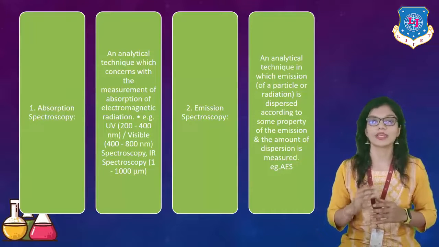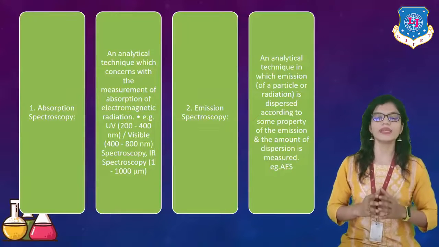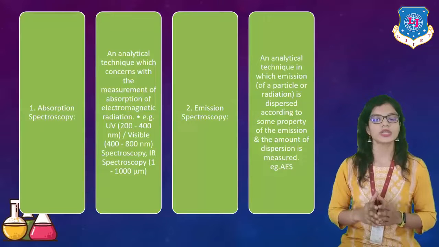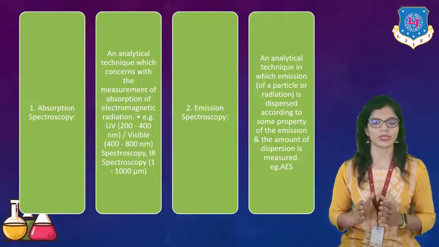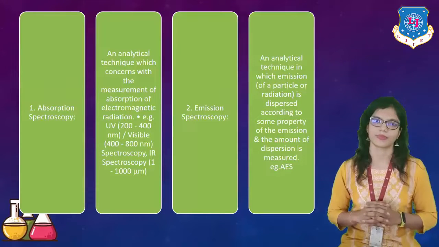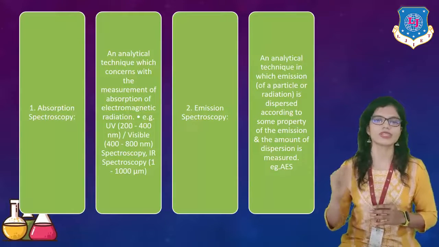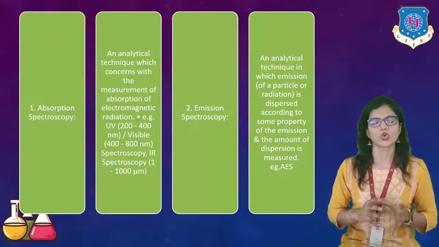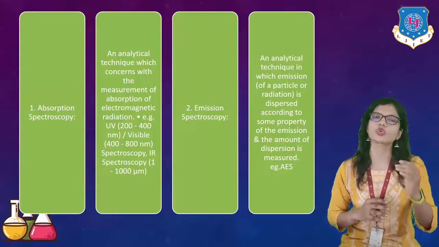Now let's see what the emission spectroscopic methods are. Emission spectroscopy is an analytical technique in which emission either of a particle or of a radiation is dispersed according to some property of the emission, and the amount of dispersion is measured. Right? The emission phenomenon plays an important role here. If we want to take an example of it, we can take AES. AES stands for atomic emission spectroscopy.